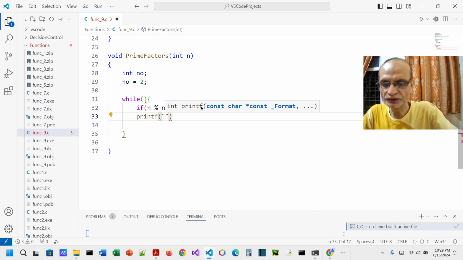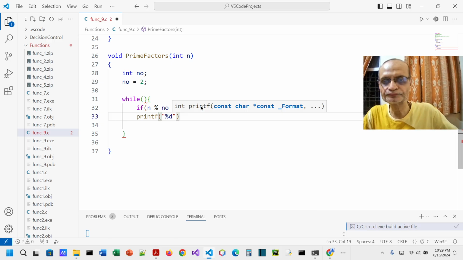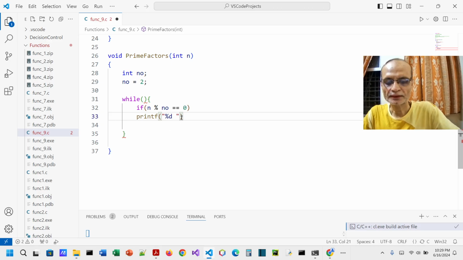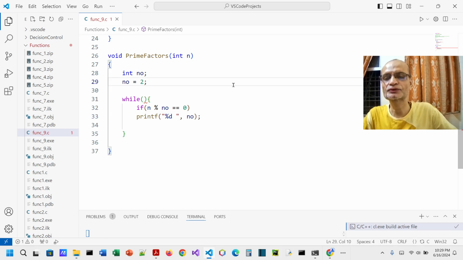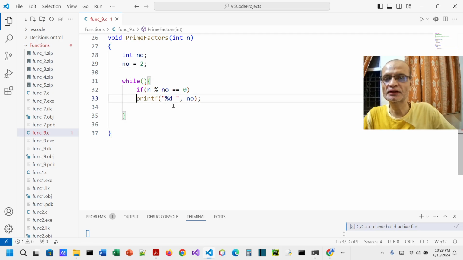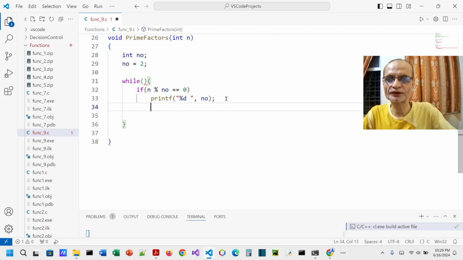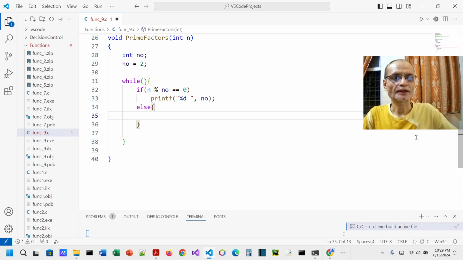So you simply say percentage d, and then that particular number, because no was initialized to 2. So this is the if portion. Otherwise you are going to continue. Continue means, you started with 2, so you first increment it and then once again do it in the while loop.